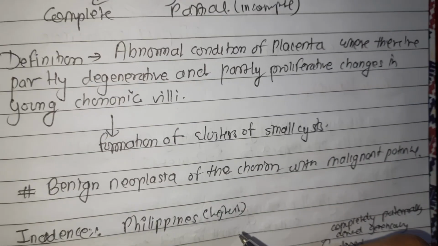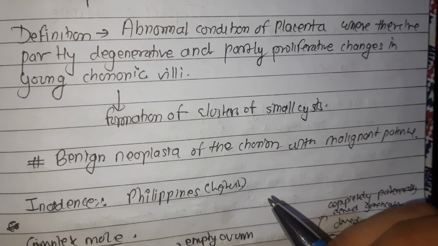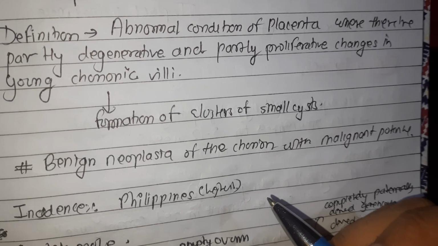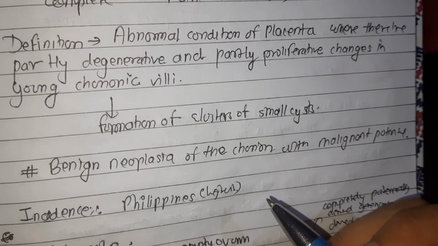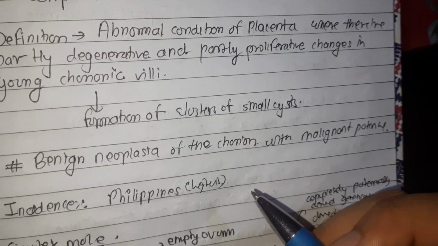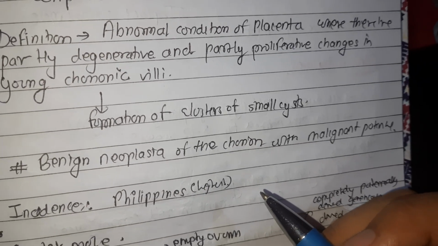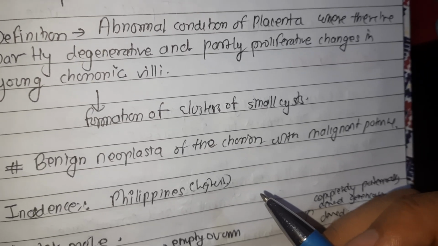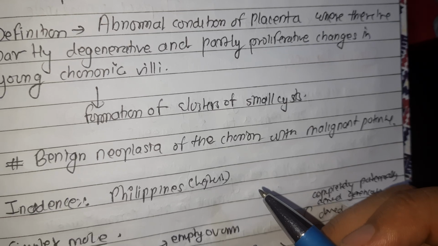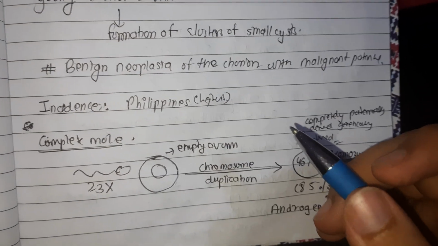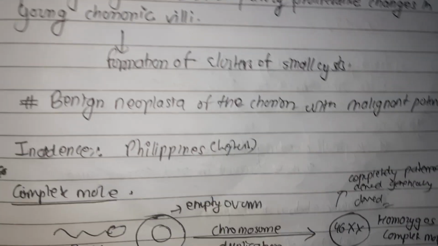And talking about incidence, there is a wide range of geographical and ethnic variation of this condition. Molar pregnancy is common in oriental countries like Philippines, China, Indonesia, Japan, India, Central and Latin America, and Africa. The highest incidence is in Philippines, being 1 in 80 pregnancies, and lowest in the European countries and USA.